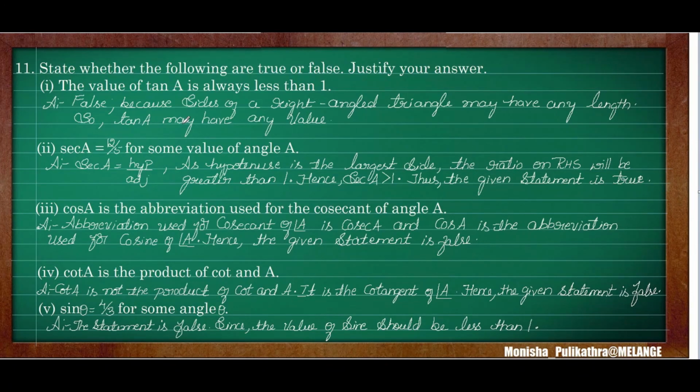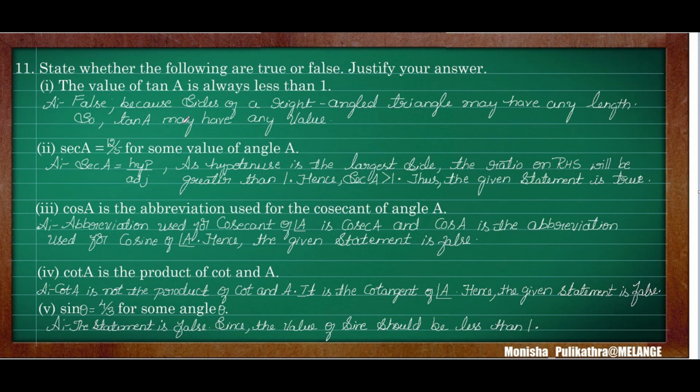This statement is false because the sides of a right angle triangle may have any length. So tan A may have any value, not just 1 or less than 1. It can be more than 1 also. So the statement, the value of tan A is always less than 1, is a wrong statement. So the answer is false.